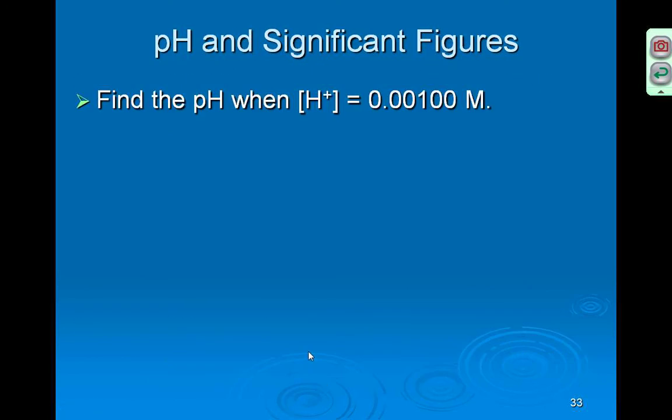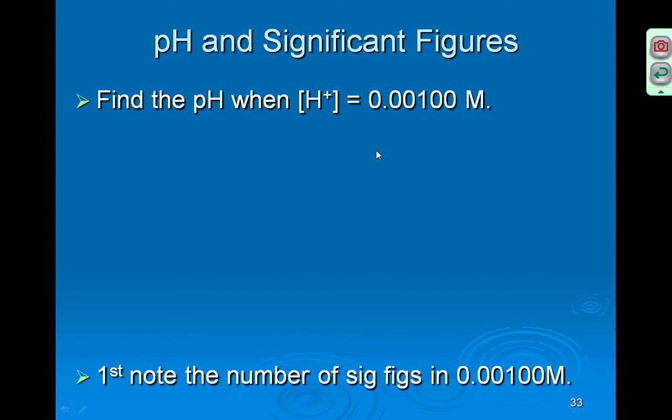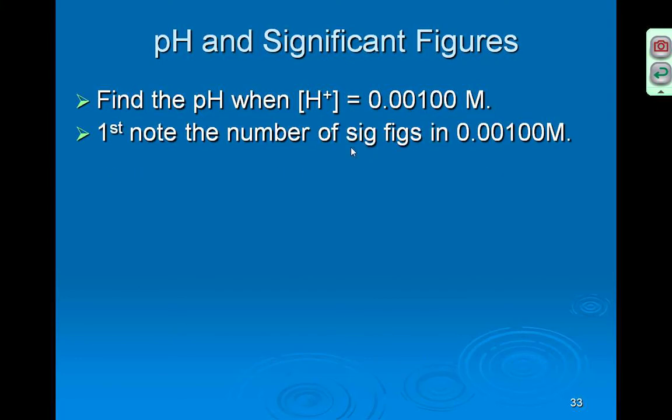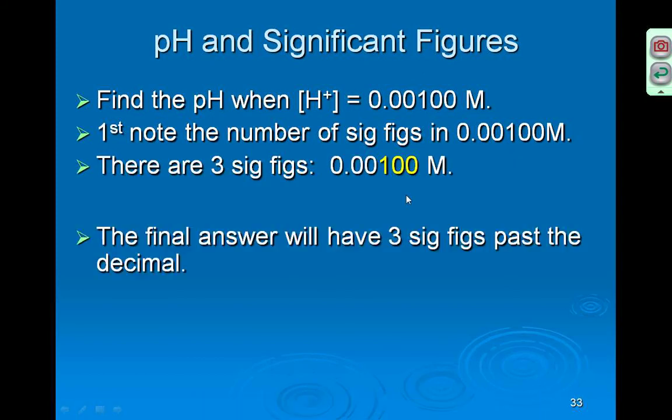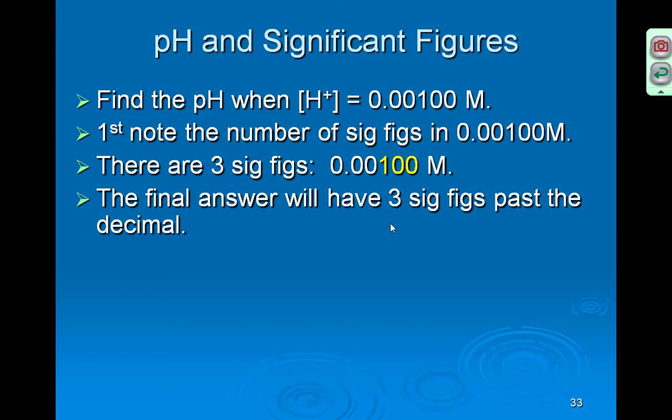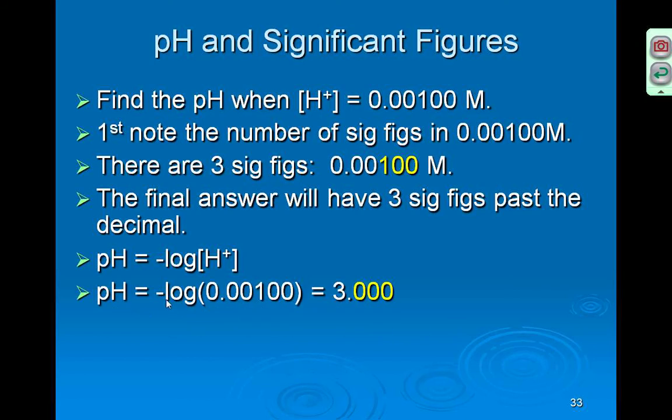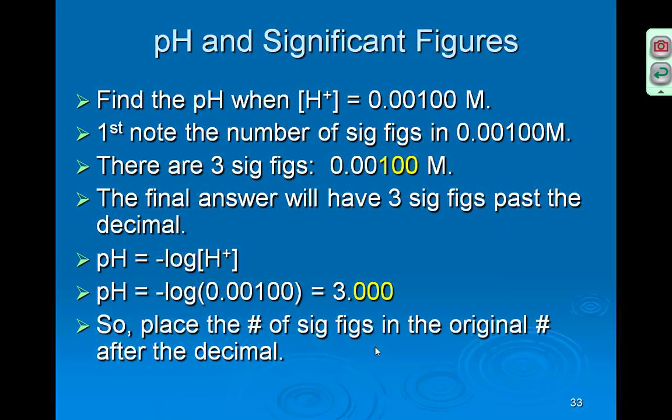So pH and sig figs. Find the pH when H+ equals this. First note the number of sig figs in this number. There are 3 sig figs, the 1, the 0, and the 0, not the leading zeros. The final answer should have 3 sig figs past the decimal. So pH equals negative log of H+. We're going to go negative log, plug in that number, and we're going to get 3, and then we put 3 sig figs, 1, 2, 3.